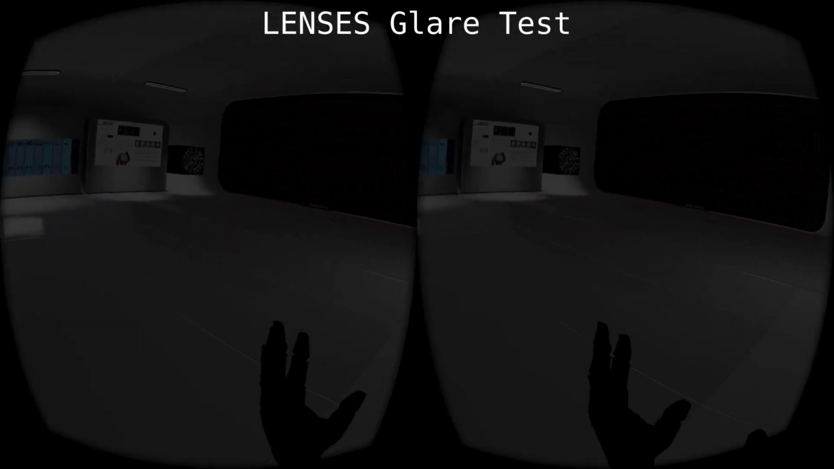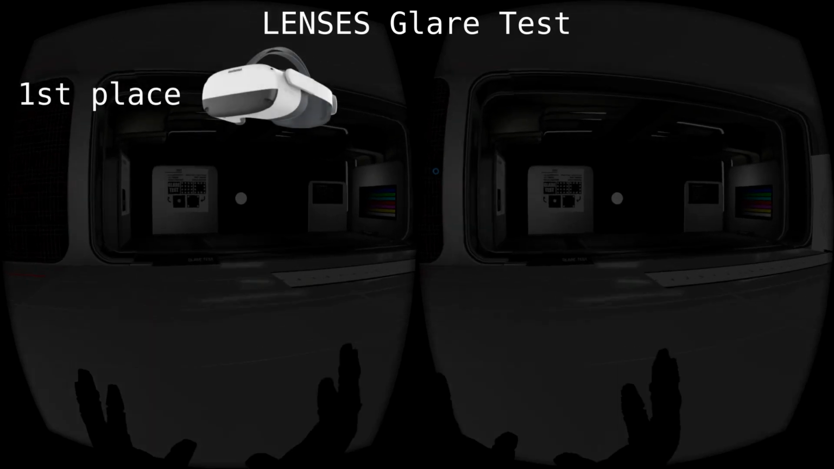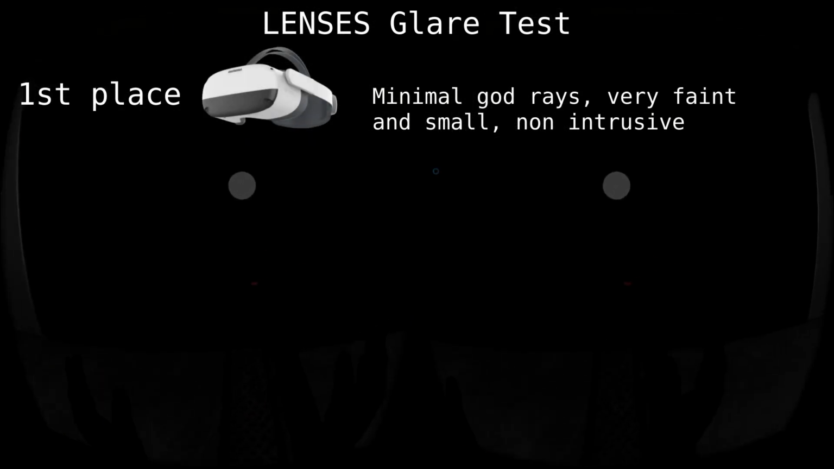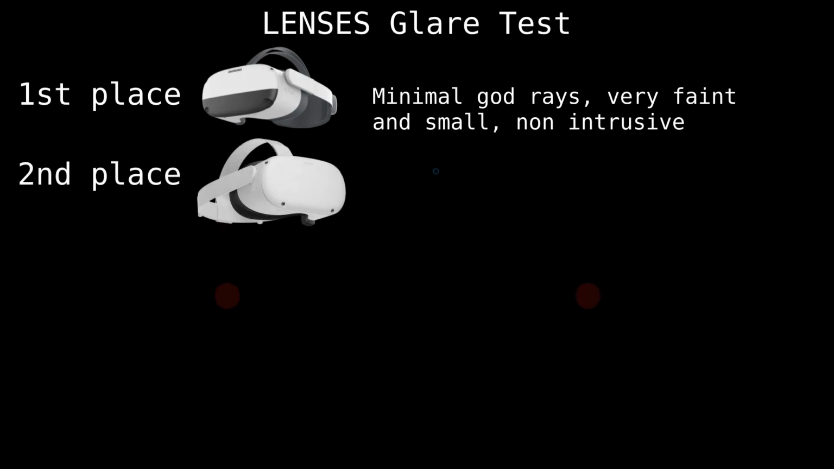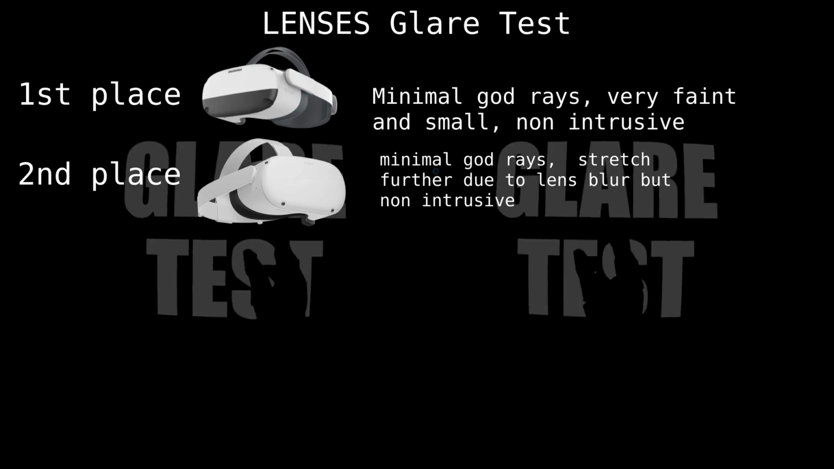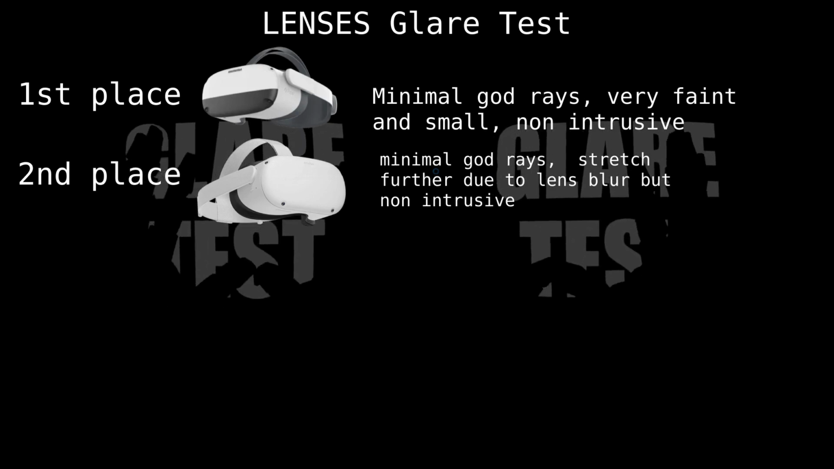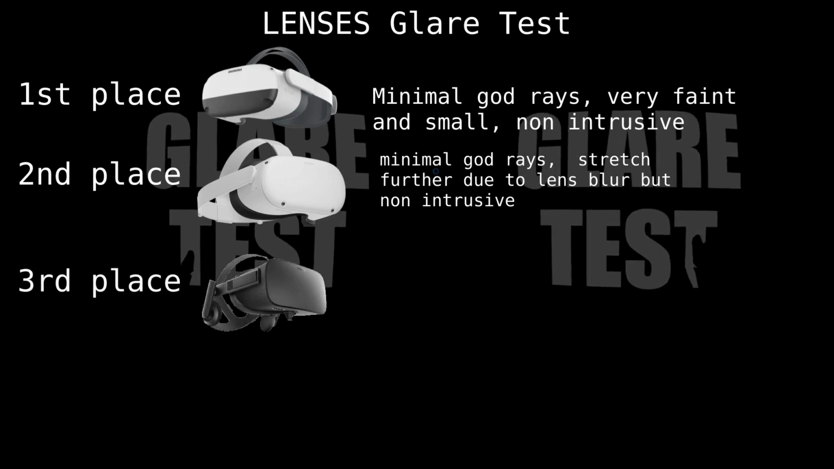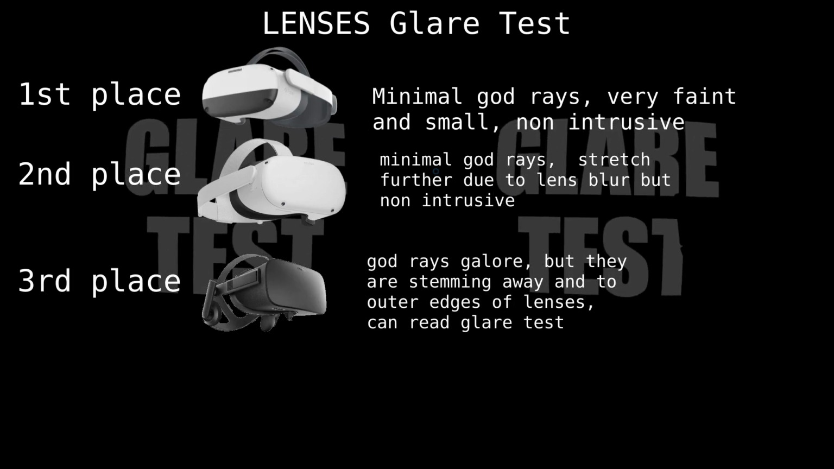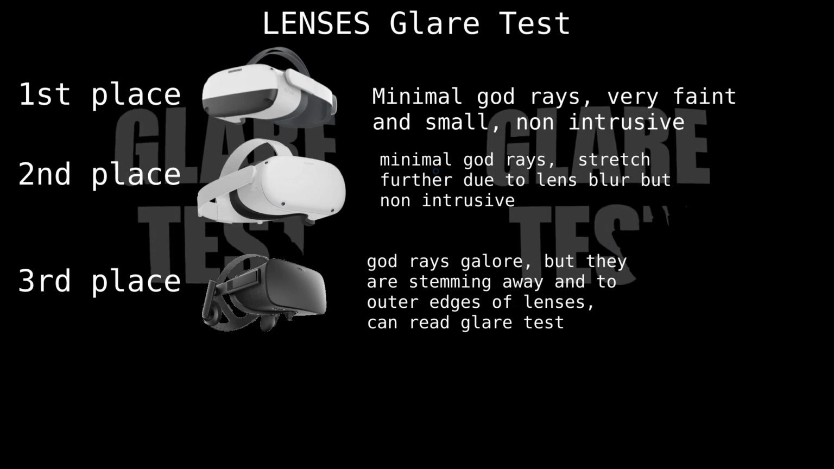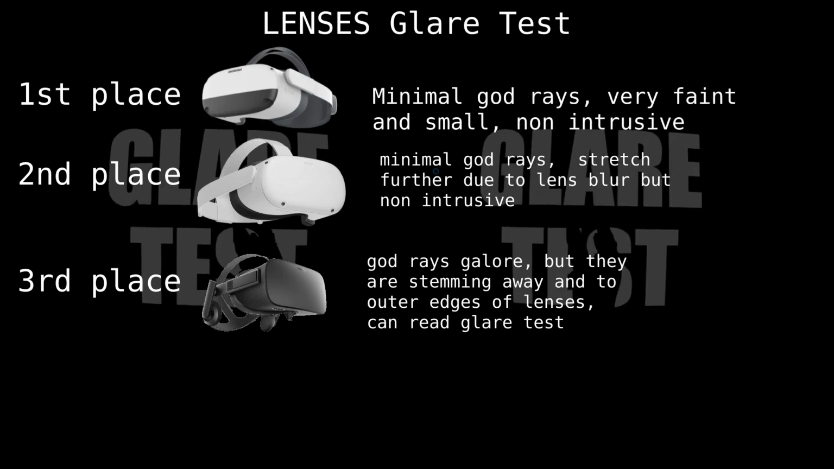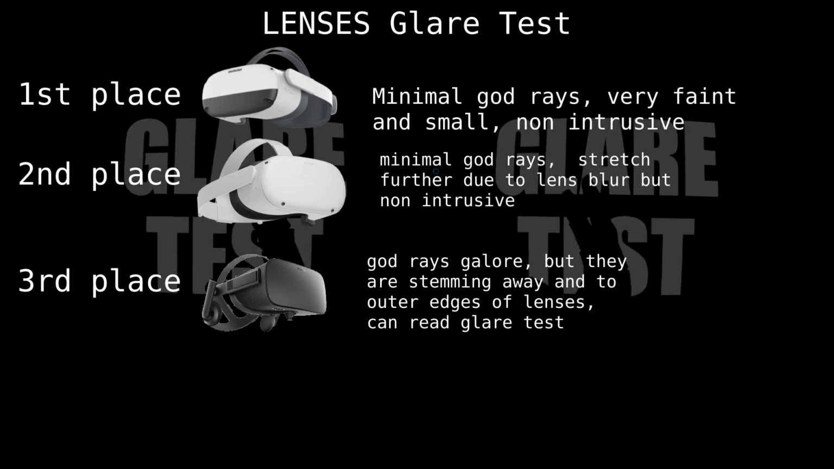Lens glare test. First place, we have the Pico near-free link, with very minimal god rays that are non-intrusive to the centre of your vision. Second place, we have the Quest 2, with very minimal god rays, but you do get caught on that outer edge blur, making them slightly more noticeable, but still not intrusive to your centre vision. In third place, we have the CV1, and I can already hear the yelling and the clickety keys of the angry responses being typed. While god rays are everywhere, they do not interfere with your centre vision when facing bright objects head on. The glare test text is defined, but full of god rays stemming away from it.